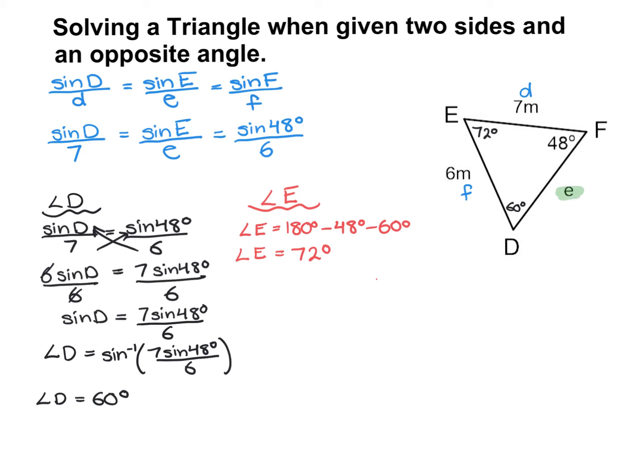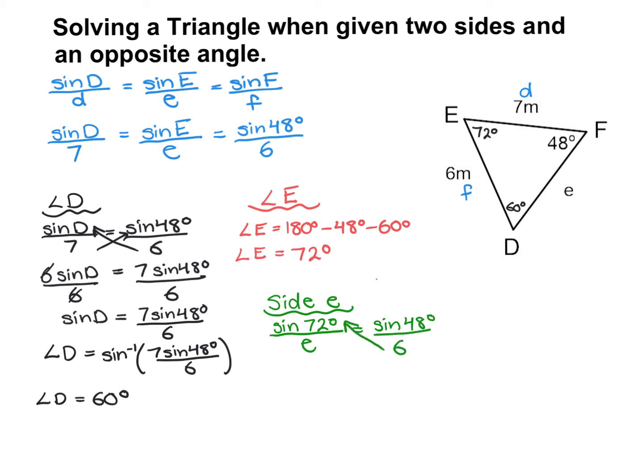Now last but not least, we need to find side E. So I'm going to write that down right here, side little e. Now looking at the blue equation, we really only need to use this one right here, obviously because it has the e, and we're going to use this one because it has all the numbers. So let's write that. Sine of angle E, which is 72 degrees, over side E, which we don't know what it is, and then sine of 48 degrees over 6.